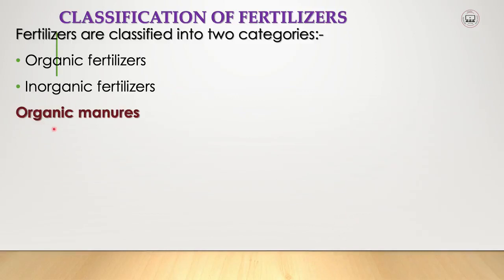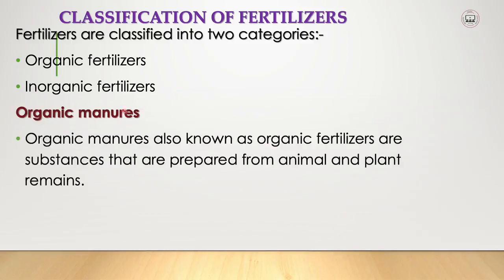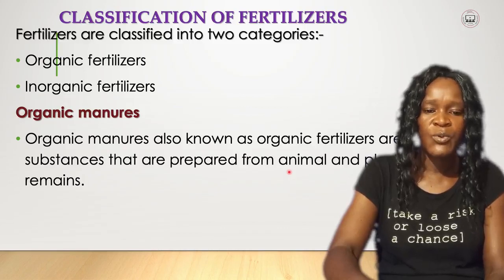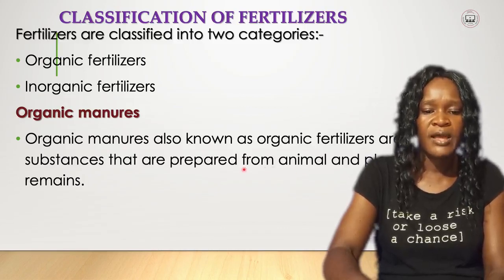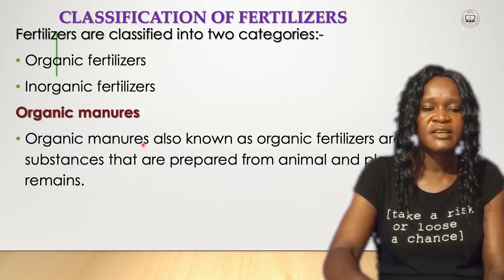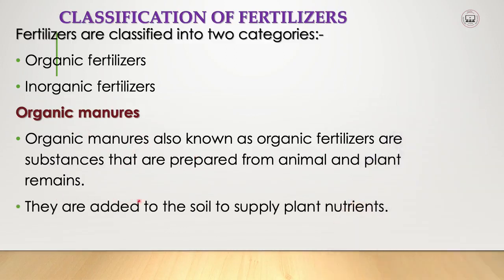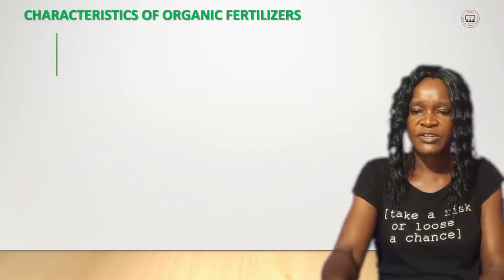Under organic fertilizers or manure, these are fertilizers which are prepared from animal and plant remains. These are the fertilizers or manure prepared from plants and animals. That's why the other name for organic fertilizers is organic manure. They are added to the soil to supply plant nutrients, thereby maintaining or improving soil fertility.